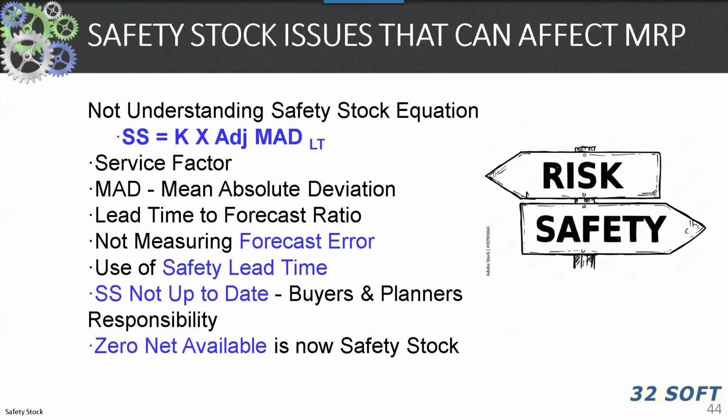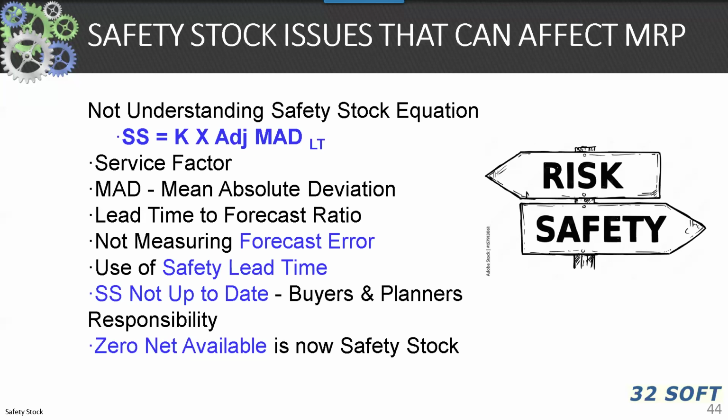If you don't understand the service factor, that's not just a directive from your boss: "I want 95%." You need to calculate that. You need to understand the mean absolute deviation of demand. Have a mechanism to record and measure the availability in both demand and lead time. Understand the difference between the lead time and the forecast, and that ratio. If you're not measuring forecast error at the detail level, you should be aware of what the demand variability is.